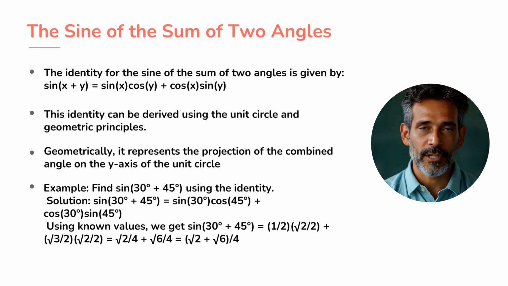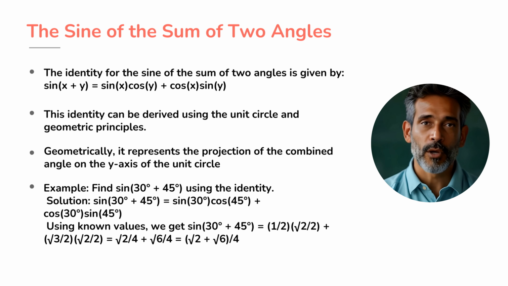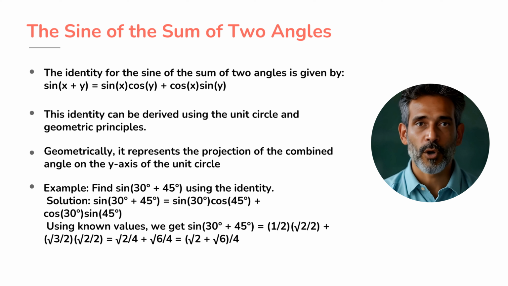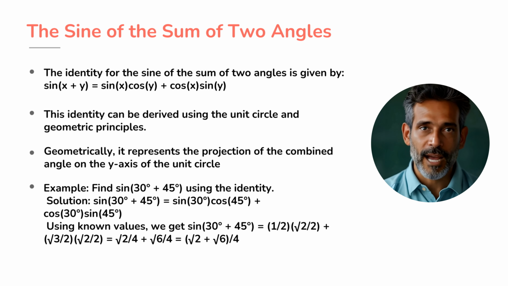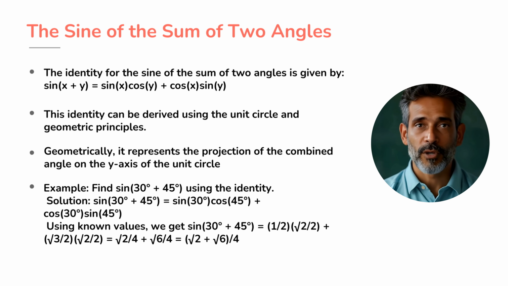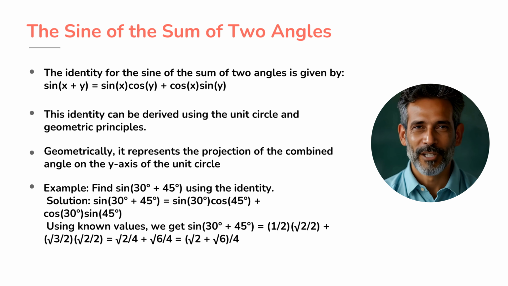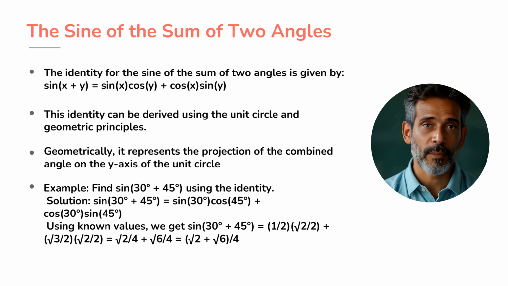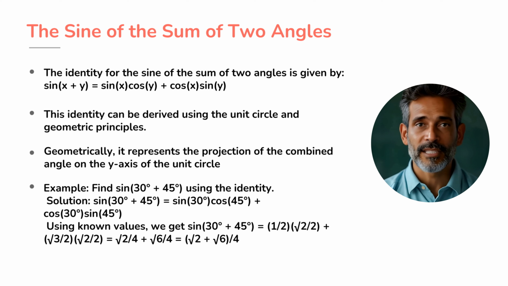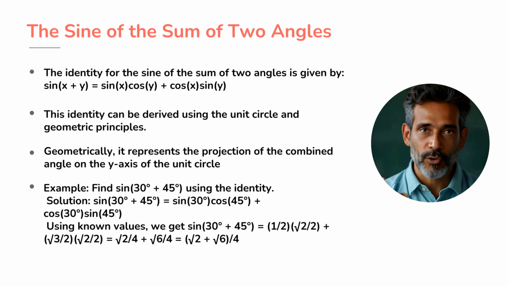Now for the sine of the difference of two angles, the identity is sin(x − y) = sin x times cos y minus cos x times sin y. This identity helps when you need to find the sine of a difference, and it's particularly useful when dealing with phase shifts in physics or engineering. Let's apply it to sin(60° − 30°).